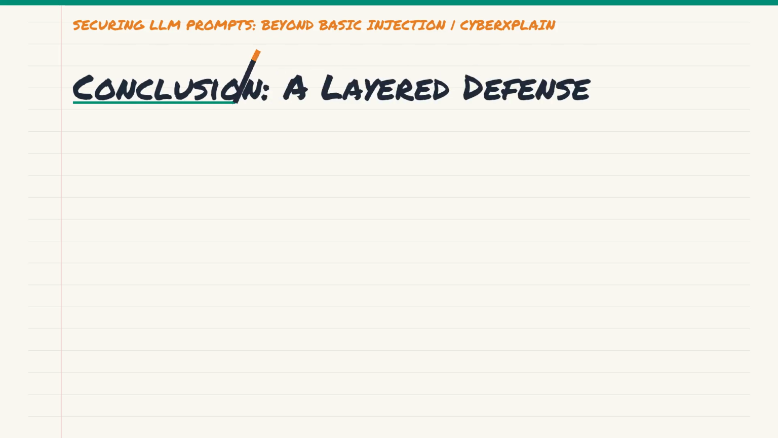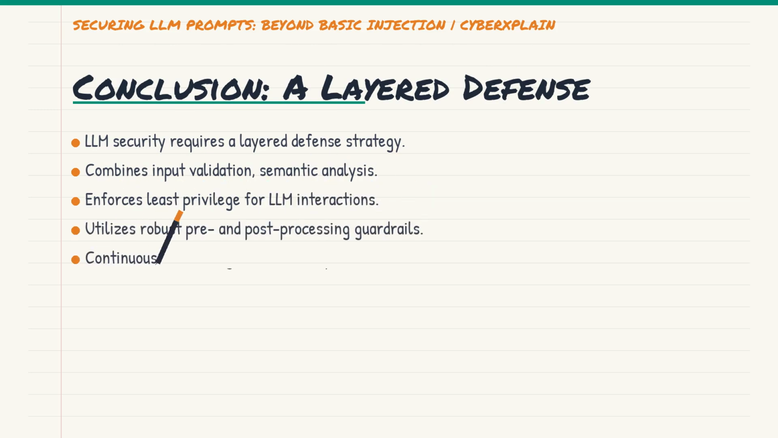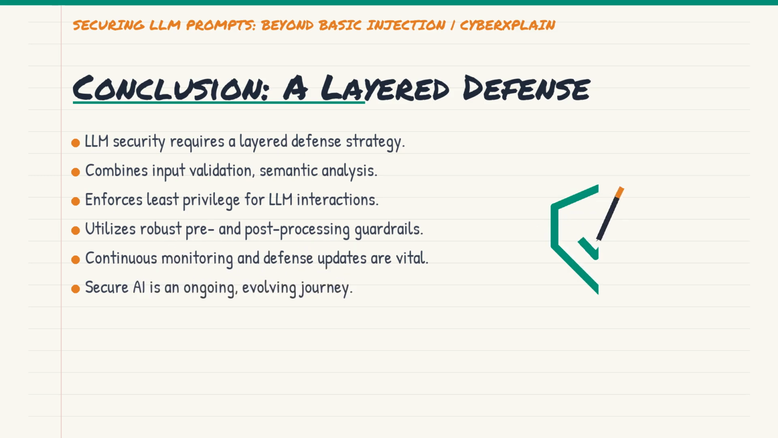Phew, that was a lot, right? But hopefully, you now see that securing LLMs isn't a single solution, it's a layered defense strategy, much like traditional cybersecurity. We started with basic prompt injection, moved to advanced jailbreaking, and then discussed a suite of countermeasures: input validation, semantic analysis, applying least privilege, and finally, powerful guardrails. Remember, attackers are always finding new ways, so continuous monitoring, updating your defenses, and staying informed are absolutely crucial. Building secure AI is an ongoing journey, not a destination.